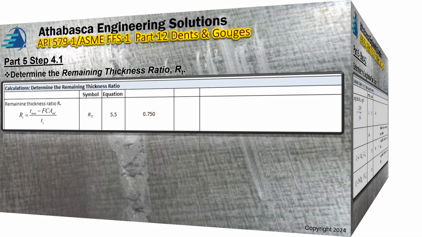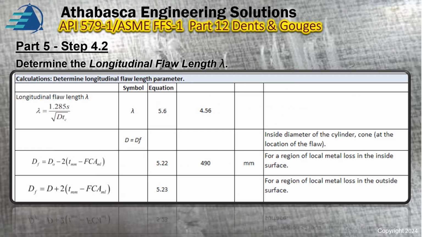Next, we have the longitudinal flaw length, described as lambda, and we calculate that. Notice there are a couple of different ways of doing it. If we have a flaw on the inside diameter of the shell, we calculate it with this formula, and if the flaw is on the outside, we calculate it with that formula. Of course, d is equal to df, and we put that in the equation and, behold, we get 4.5. So now we have the two critical variables used in the level 1 assessment: the ratio we talked about in the previous slide in 4.1, and the longitudinal flaw length. So let's continue.